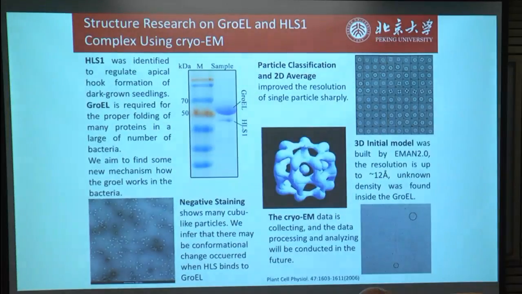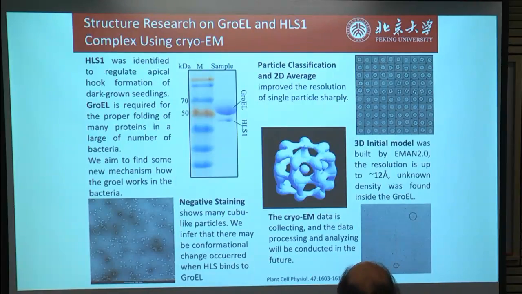HIS1 is a very important protein in plants. I want to solve the structure of the HIS1 at first, but I can't obtain this protein. I can't obtain the purified HIS1 because it is always bound to the GROYAL. As we all know, GROYAL is a very important chaperone in many kinds of bacteria.